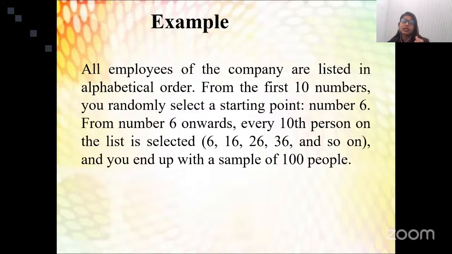First, we have to pick an element, a respondent, randomly, right? So from the first 10, if I go with random sampling, suppose I'm taking 6 as the number. So after 6, every 10th person will be my respondent. Every 10th person will be part of the sample of the study. So this way you will continue: 6, 16, 26, 36, and so on. You will cover with that.